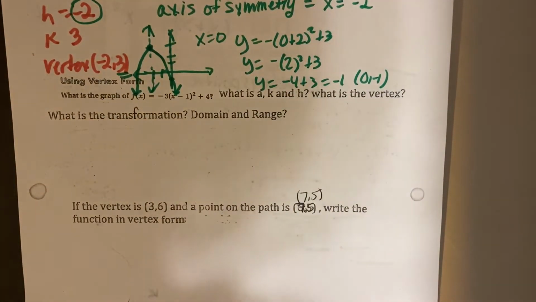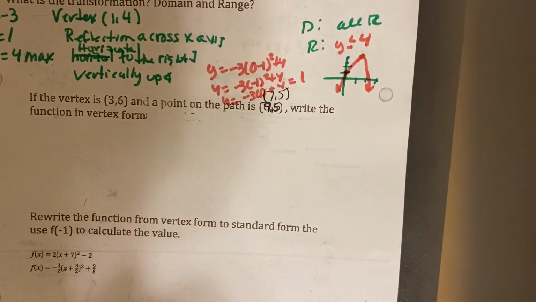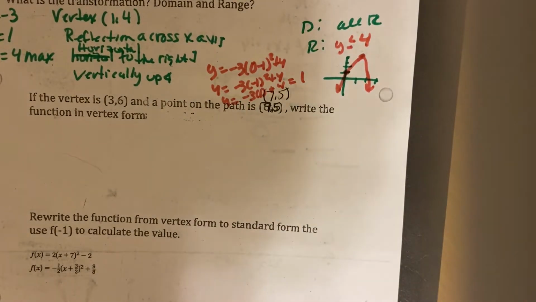All right, what is the graph f of x equals negative 3 parentheses x minus 1 squared plus 4? What is a, k, h? What is the transformation? All right, so a equals negative 3, h equals 1, k equals 4. The vertex is (1, 4). It's a reflection across the x-axis, horizontally to the right 1, vertically up 4. Your domain is all real, and your range is y.